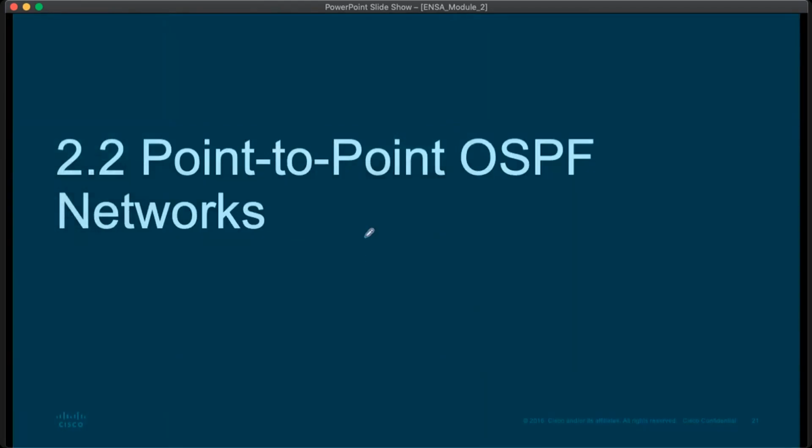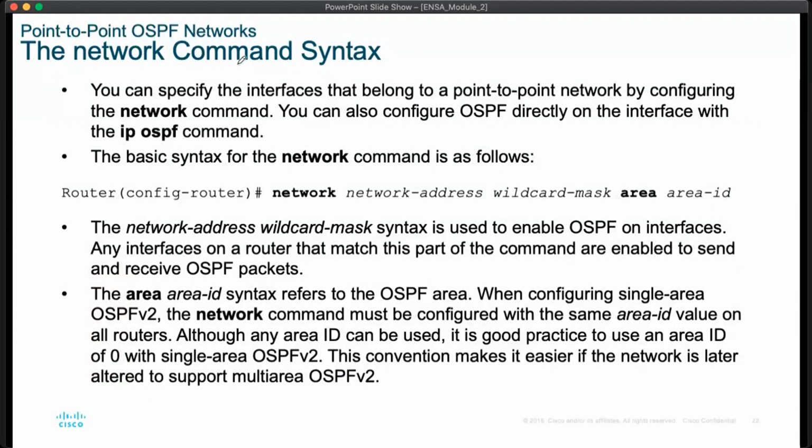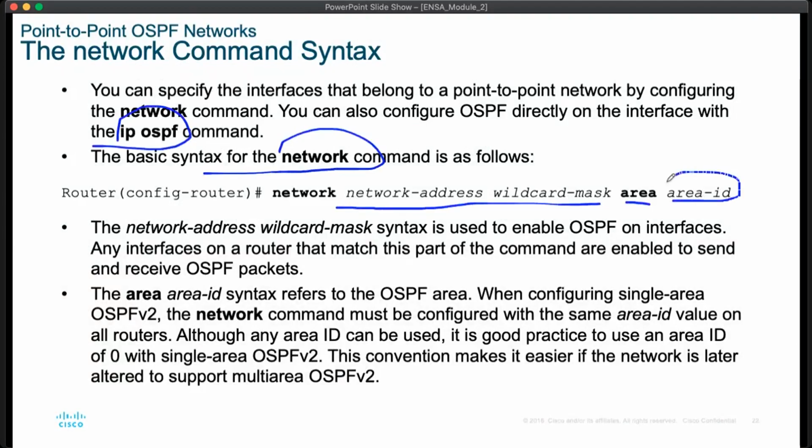Point-to-point OSPF network. The network command syntax. You can specify the interface that belongs to a point-to-point network by configuring the network command. You can also configure OSPF directly on the interface with the ip ospf command. The basic syntax for the network command is as follows. We use network, network address, wildcard mask, area, and the area ID.